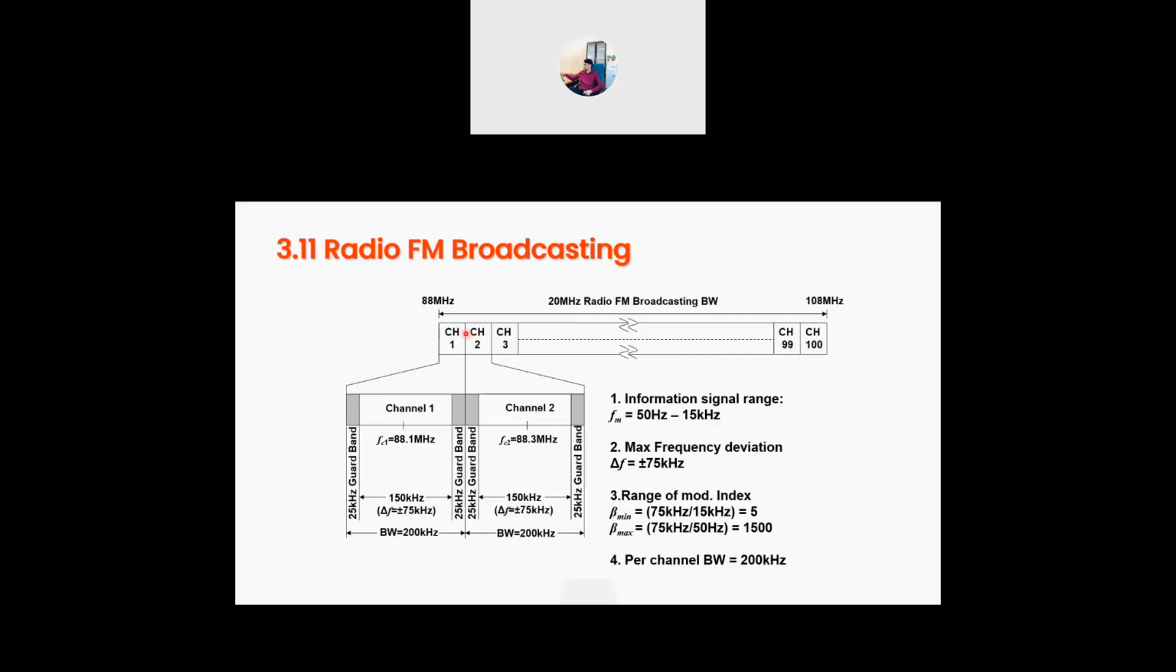Each of the channels has its guard band. The guard band is the band we put in between the channels so that the channels will not overlap. It's like a safety region so that the channels won't overlap with each other. If you see here, channel 1, let's say FC1 is 88.1 megahertz.